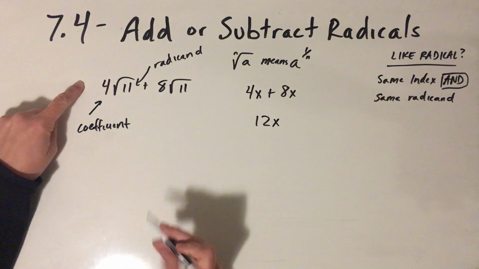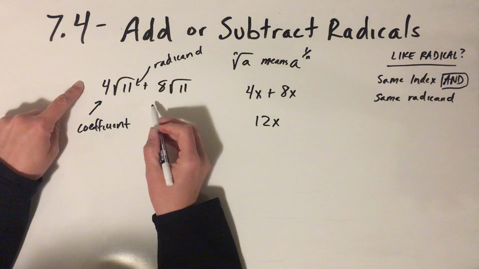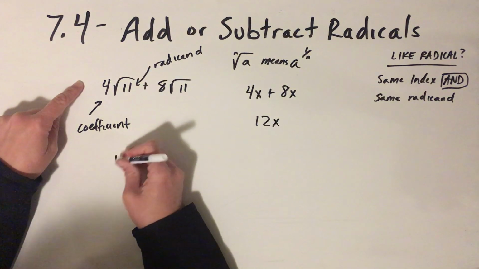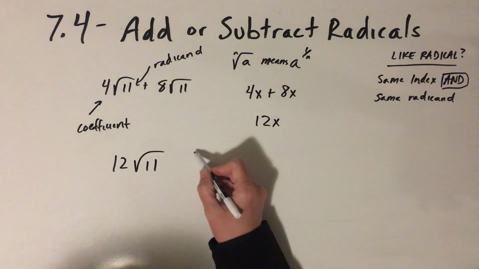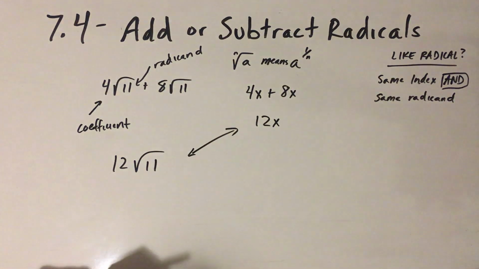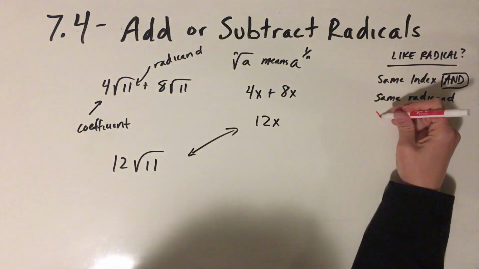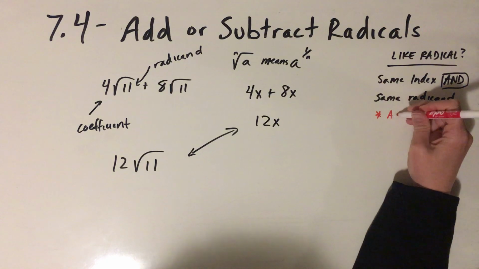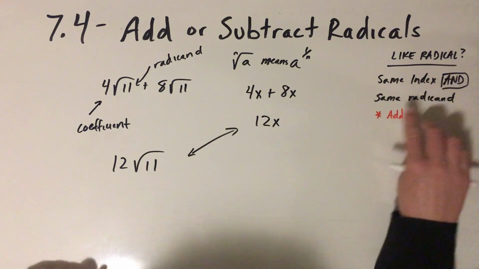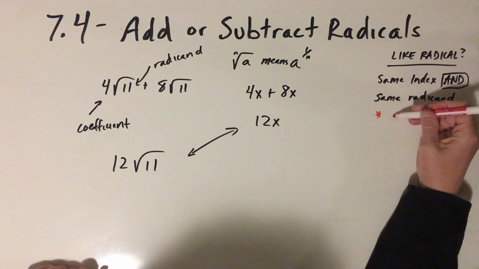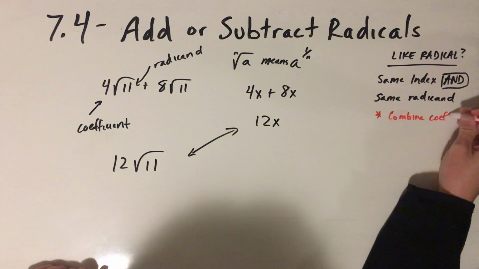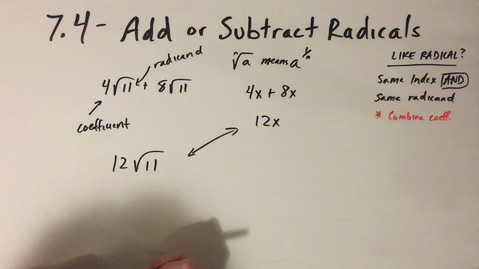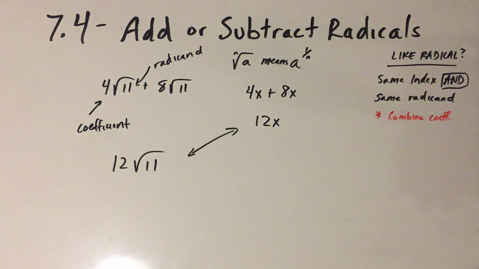So if I were to add these when what's inside the radicand is the same and the index is the same, then I would just say this is 12 square roots of 11 in the exact same way that I would say this is 12x. So when we add, we combine coefficients, not exponents like we did before.